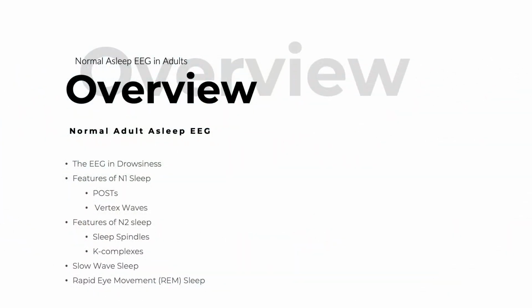All right, here's an overview of what we'll cover during today's lecture on normal asleep EEG in adults. I'll essentially take you through the lightest stages of sleep all the way into the deepest stage of sleep, which is rapid eye movement sleep. We'll cover the features of each of these stages of sleep, and admittedly there is a bit of memorization of how these sleep patterns should look.